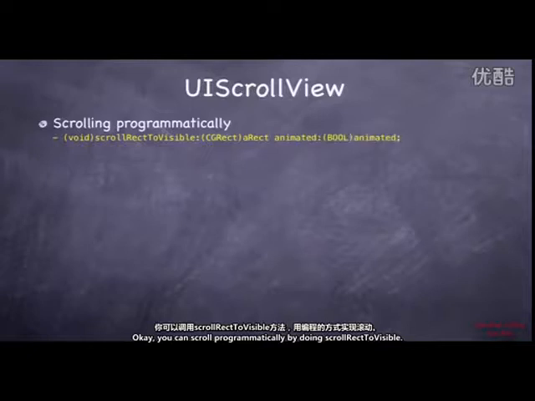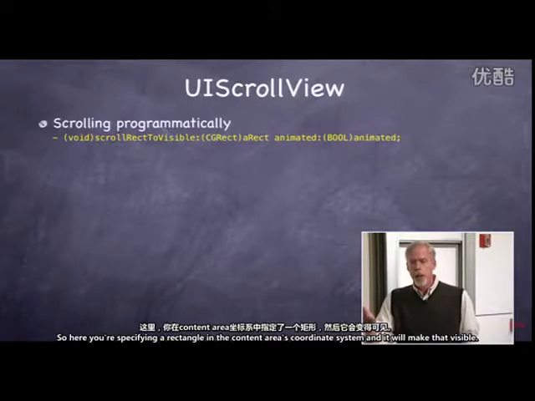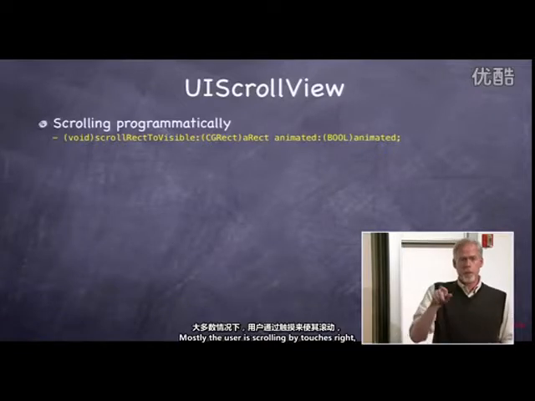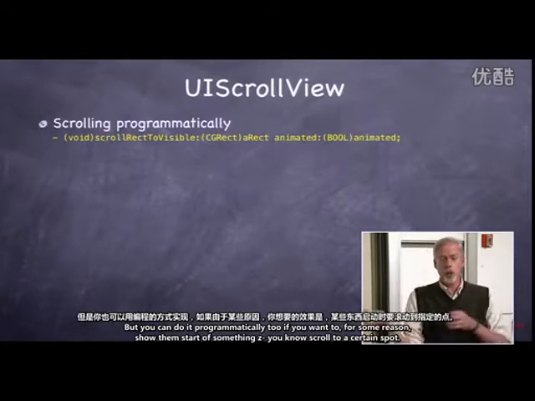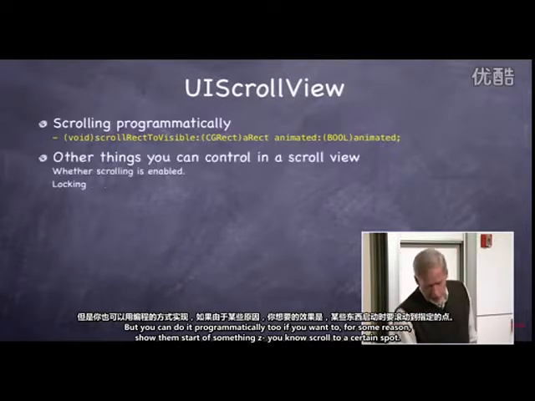Okay, you can scroll programmatically by doing scrollRectToVisible. So here you're specifying a rectangle in the content area's coordinate system, and it will make that visible. Okay, it'll do the minimum amount of scrolling necessary to make it visible. Mostly the user is scrolling by touches, right? They're doing panning, but you can do it programmatically too if you want to, for some reason, start off scrolled to a certain spot.